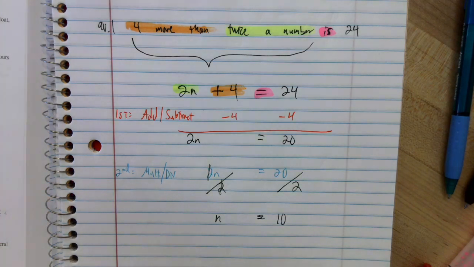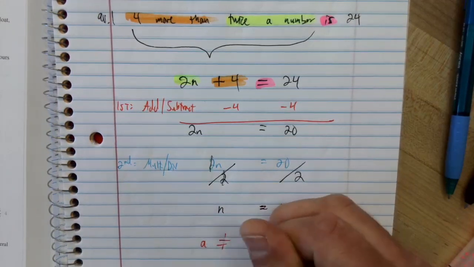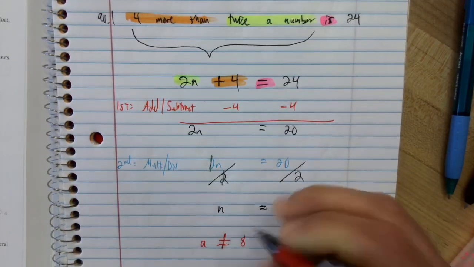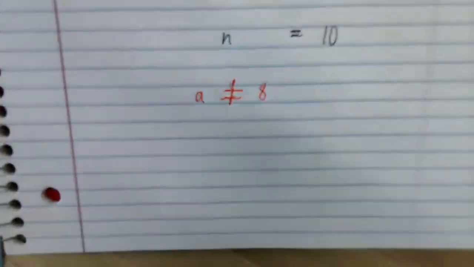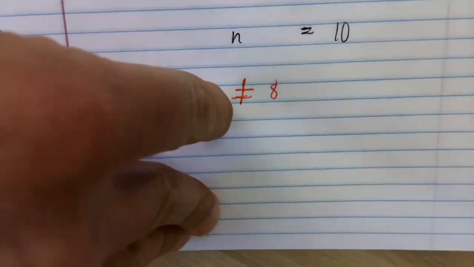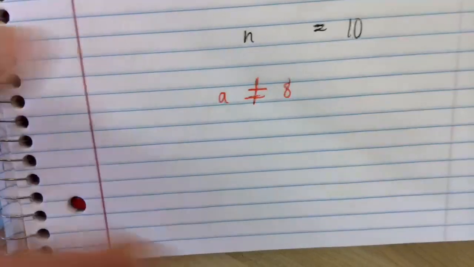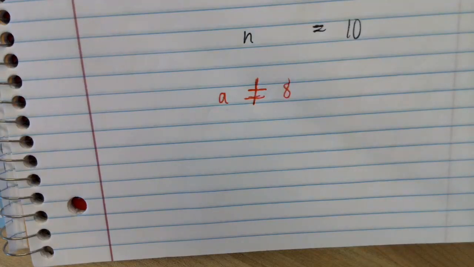But basically, what does this symbol mean? You guys know what that symbol means? Not equal. All right, so if I say a is not 8, how would you tell me what a can be then? Anything but 8.